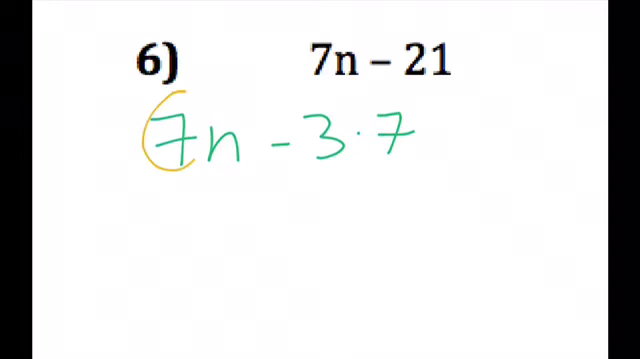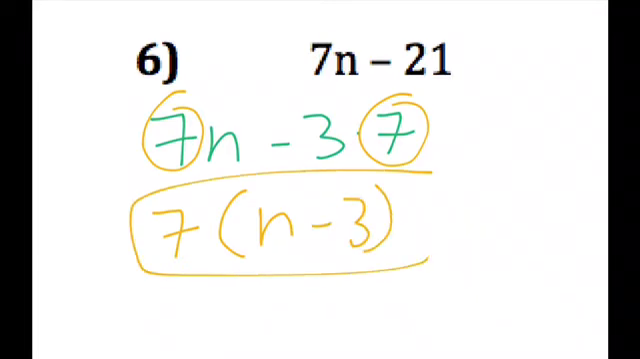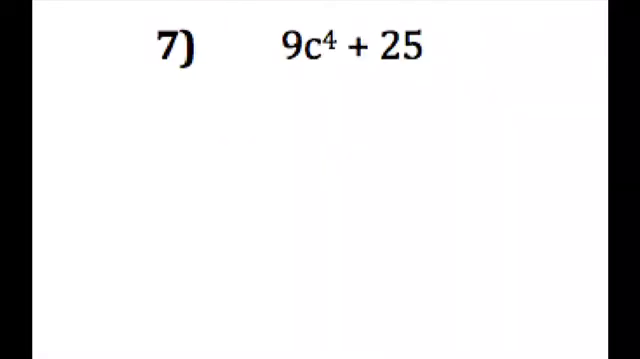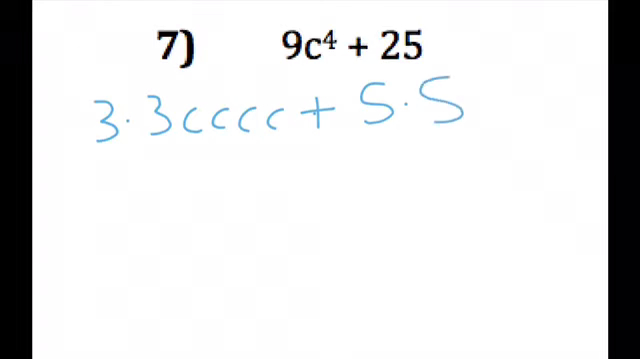Okay, number 6, I'm going to write this down. 7n minus 3 times 7. I can see they each have a 7. So my GCF is 7, and I'm left with an n minus 3. And our last one, we have 3 times 3 with 4 c's plus 5 times 5. There's nothing they have in common, so the answer here is cannot be factored.